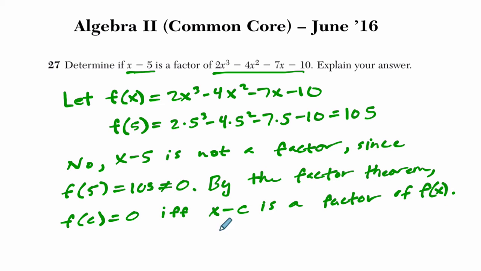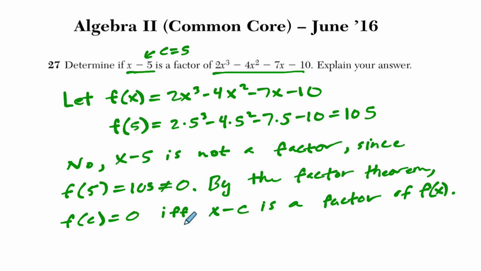Well, the idea is that if you have some binomial, in our case x minus 5, we're saying x minus c in general, so in our case, c is 5. So if x minus 5 is a factor, then f of 5 would have to equal 0. It's an if and only if statement, which is just an if-then statement that goes both ways. It says, if f of c is 0, then x minus c is a factor of f of x. It also goes the other way. If x minus c is a factor of f of x, then f of c must equal 0.